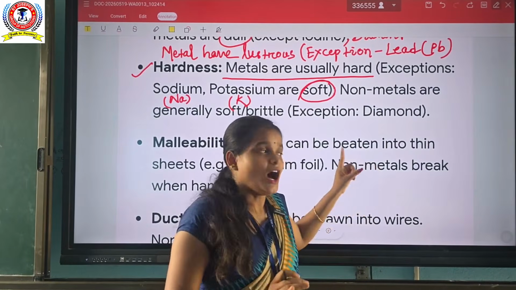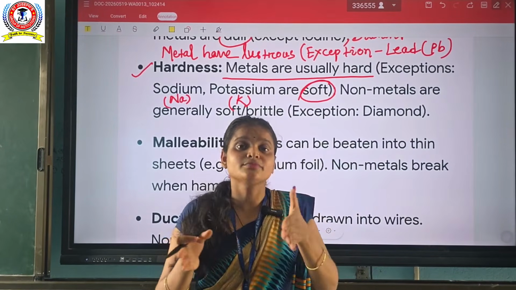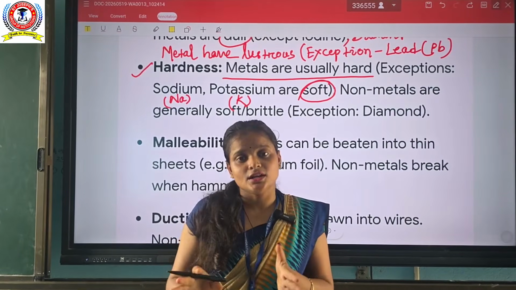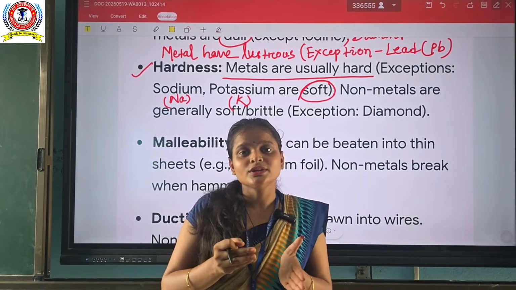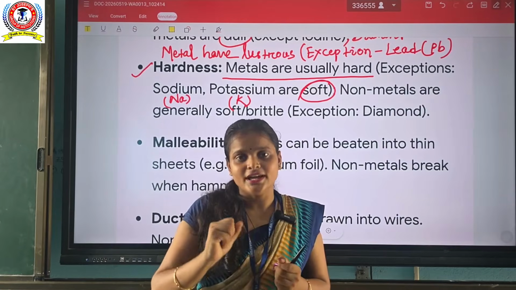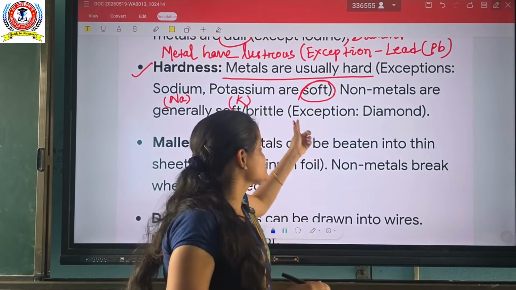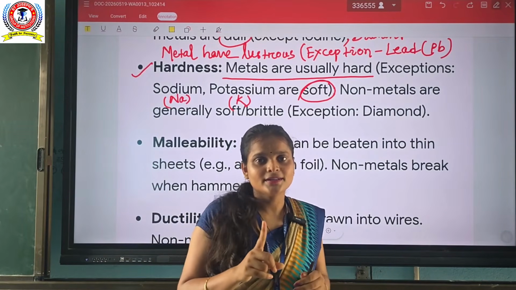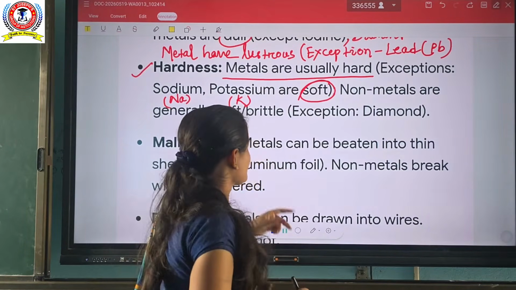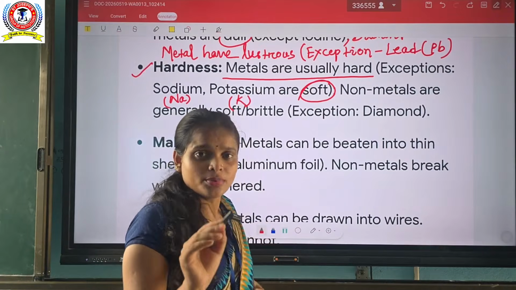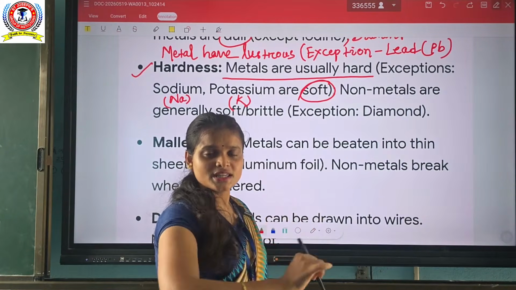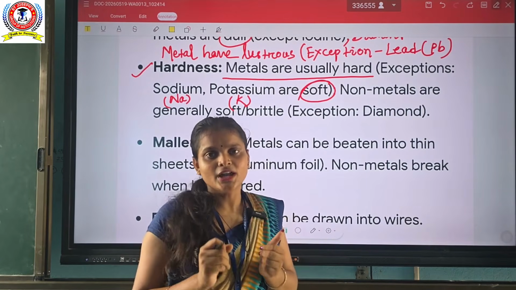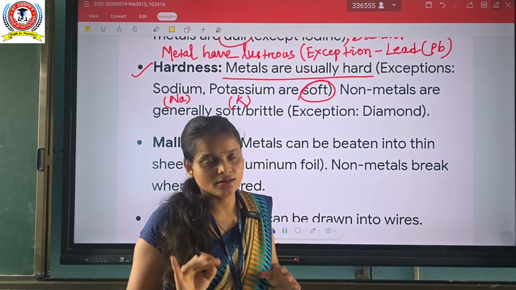These are highly reactive metals. Sodium and potassium are highly reactive metals. When they come in contact with air, they catch fire. So sodium and potassium are kept in kerosene. Remember, the most important point is that sodium and potassium are soft metals and are kept in kerosene because they can easily catch fire when they come in contact with air.